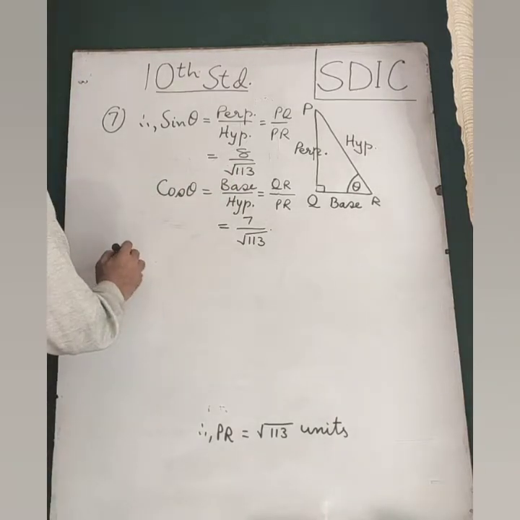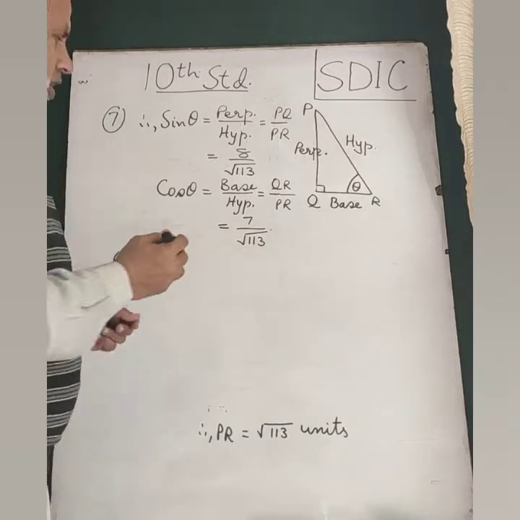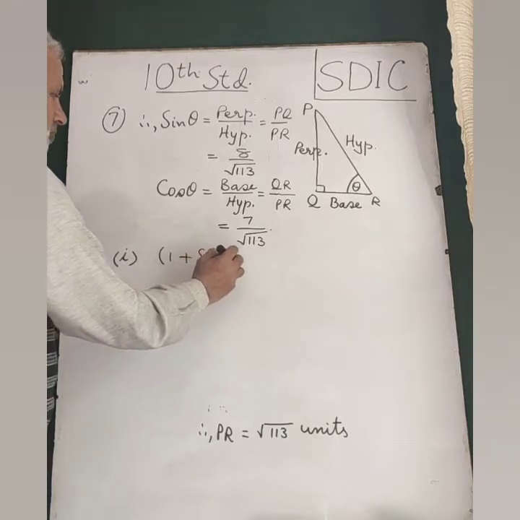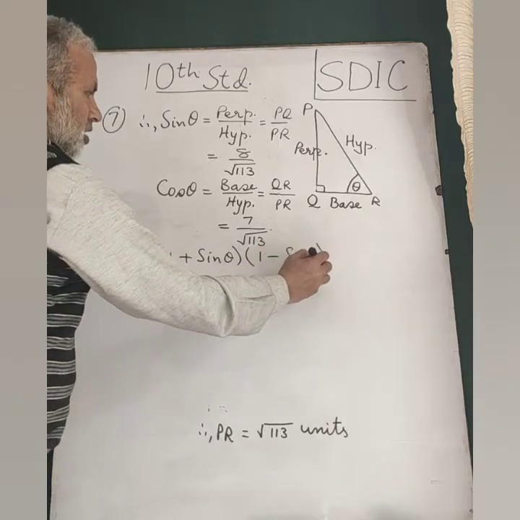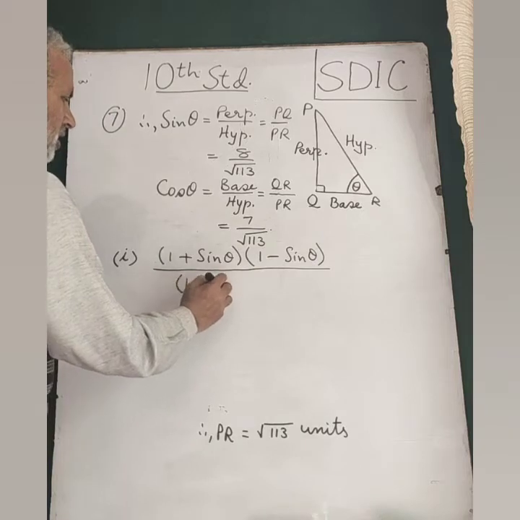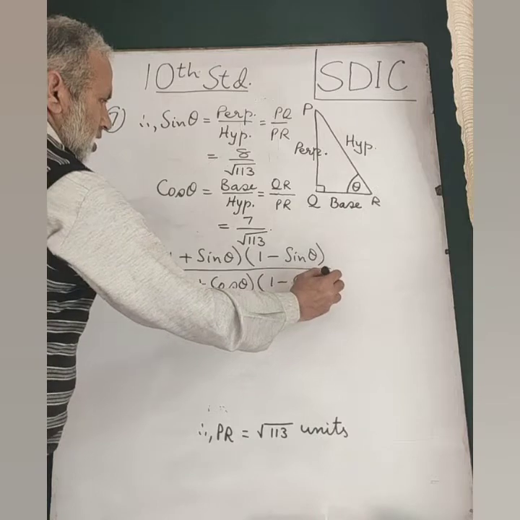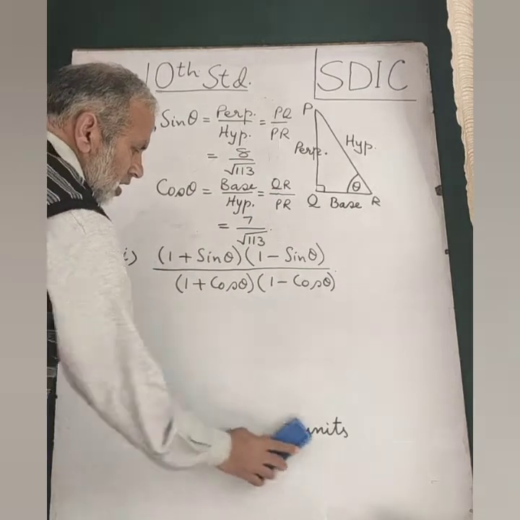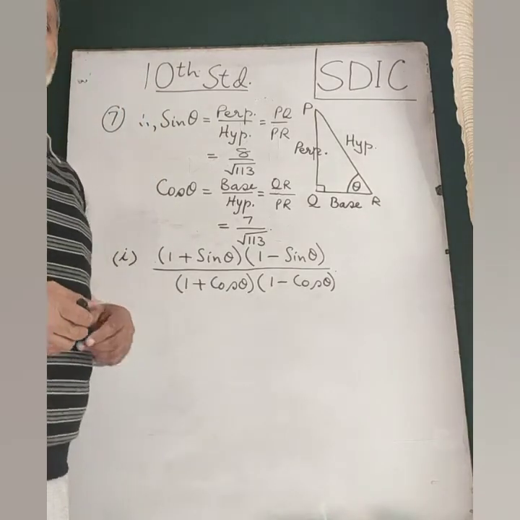Now having found this, let us now find part number 1. What is that? It is (1 plus sin theta) multiplied by (1 minus sin theta), whole divided by (1 plus cos theta) multiplied by (1 minus cos theta). We have to find this. Now you may proceed in two ways here to find this.